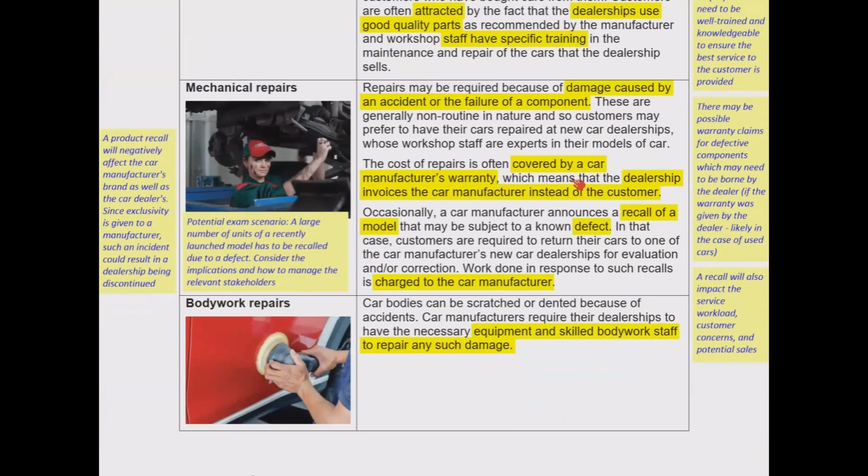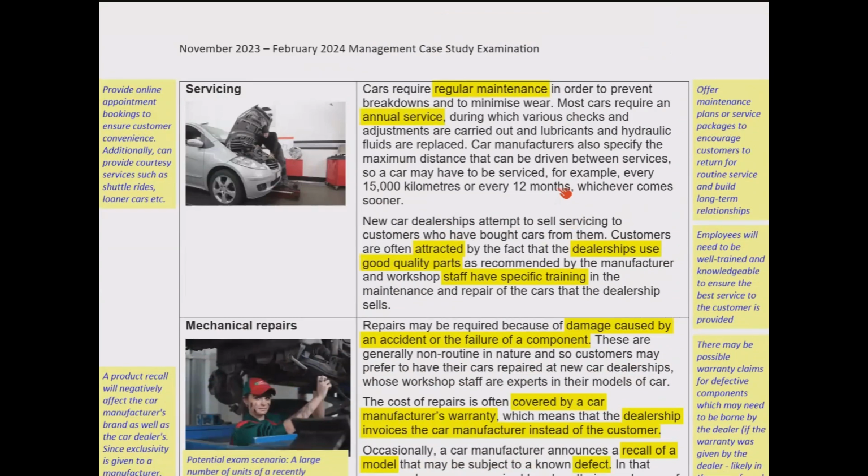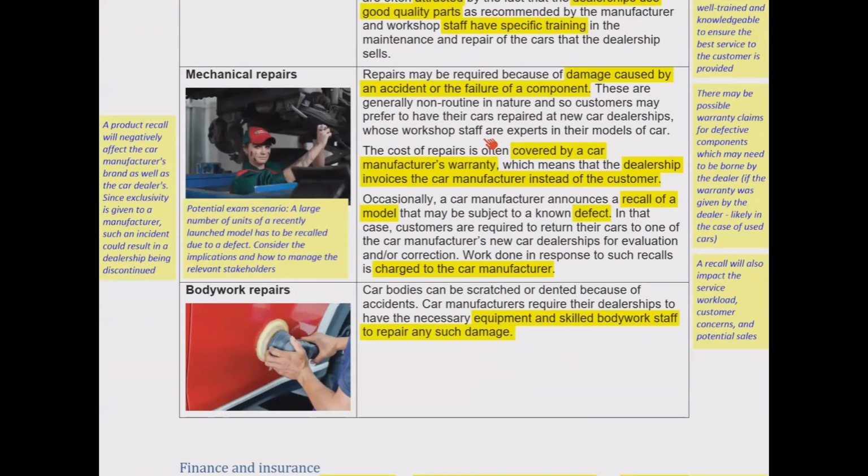Now, repairs are another aspect of what could go on in the workshop. So not just servicing, but ad hoc repairs. If I have minor damage with my car, I might bring it in for a repair. Now, if I am bringing in a car for repair that is not under warranty, then the workshop can decide how to fix that problem in whatever way they feel is best.